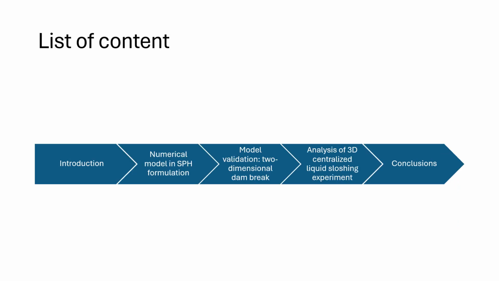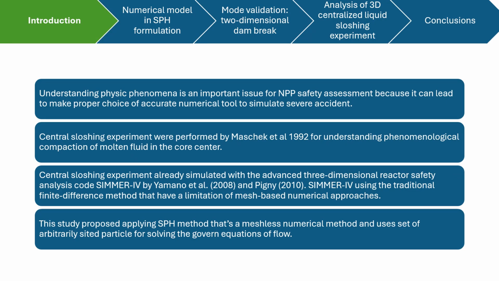So here we have a list of contents that we will present in this presentation. We will begin with the introduction and continue to the numerical model in SPH formulation. After that we have a model validation with the two-dimensional dam-break cases, and after that we will analyze the three-dimensional centralized liquid sloshing experiment, and it will end up with a conclusion. Next we will begin with the introduction.